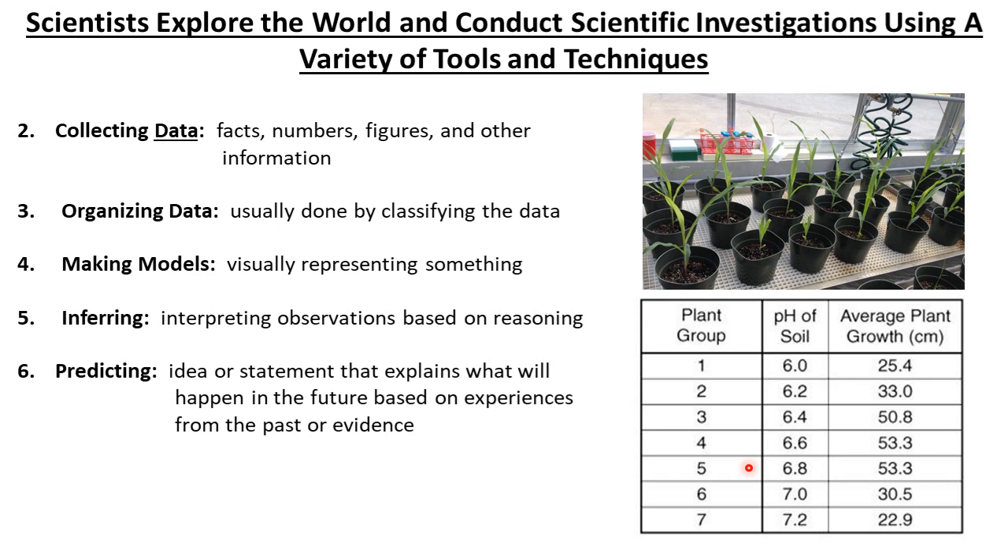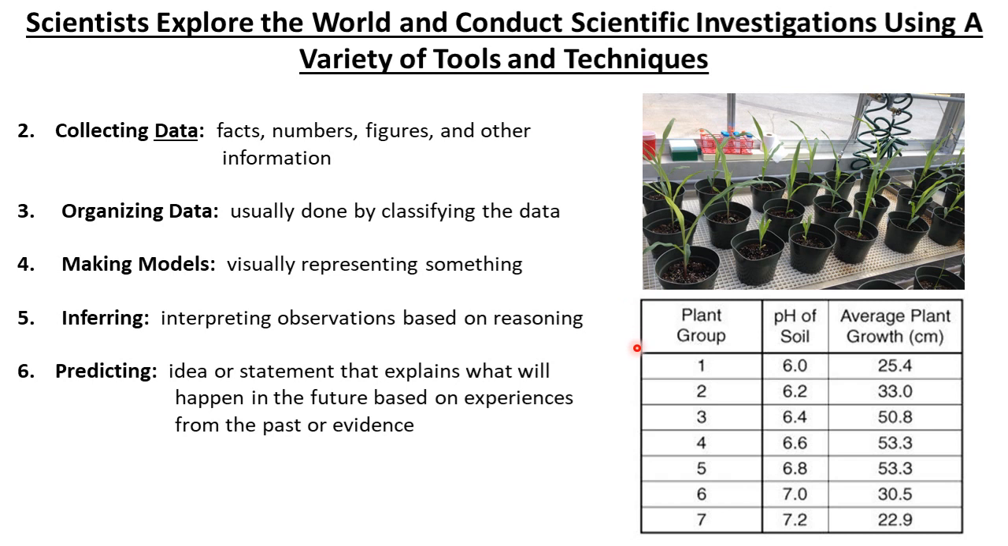Plant group 5 has an average soil pH of 6.8, which means the average plant growth showed up again at 53.3. Now let's take a look at plant group 6. Soil pH is 7, and all of a sudden, bam, our average plant growth drops down to 30.5. That is a big drop. In plant group 7, the average pH is 7.2, and then we see the average plant growth really tanks at 22.9.